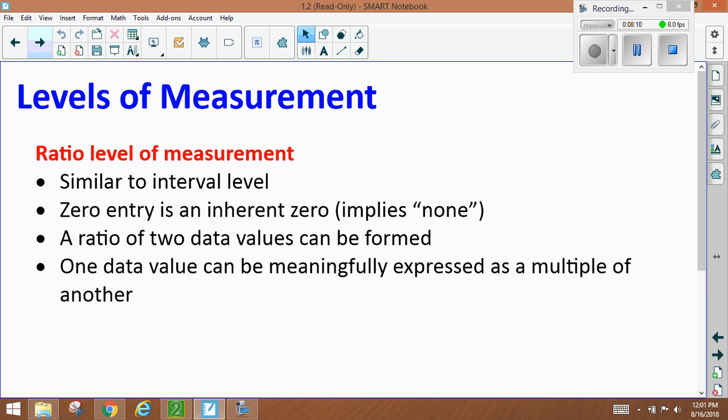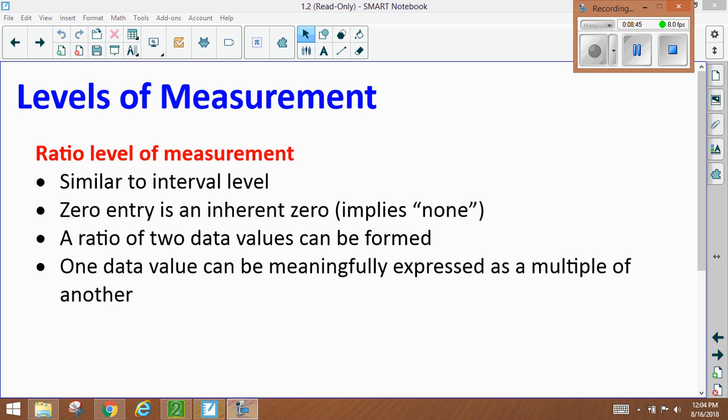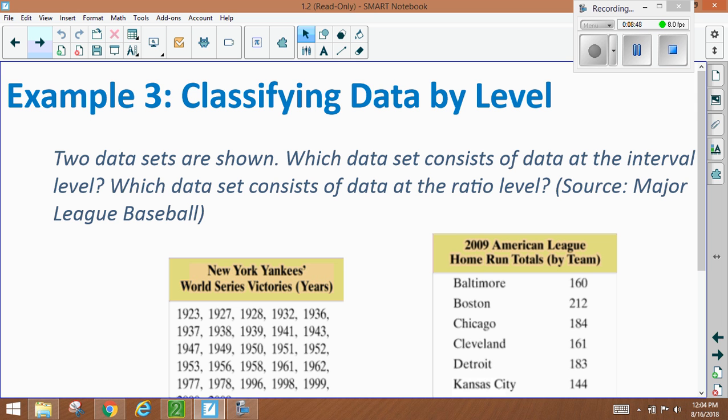All right, the ratio level of measurement is similar to the interval level, right? Again, the same thing with 0. It does imply, no, not the same thing, right? It does imply something. So we're doing some arithmetic operations. We can make a ratio of 2 data values, and you can express one meaningfully as a multiple of the other. Exactly. Okay, so here we go.